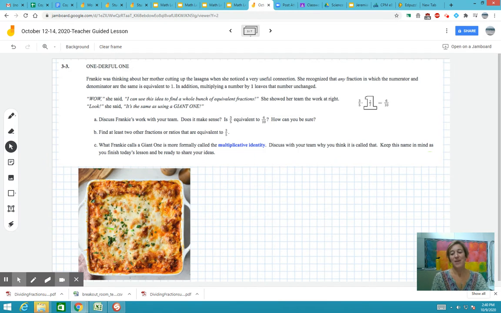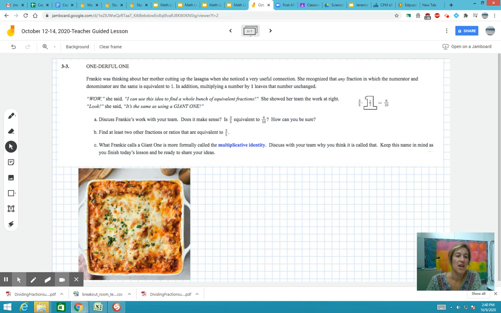Playing off of what happened yesterday with Frankie's mother, who made a delicious lasagna and split it into pieces, and then split those pieces into smaller pieces, we're going to continue to discuss how and if they still have the same amount of lasagna as she had when she started.